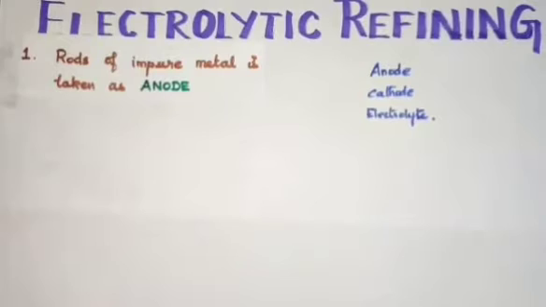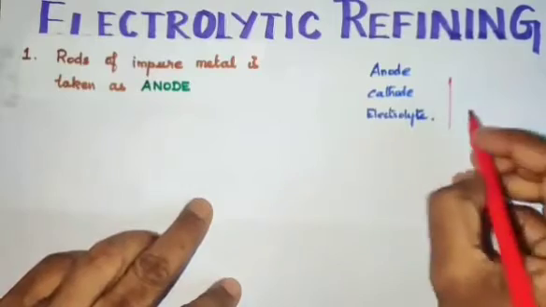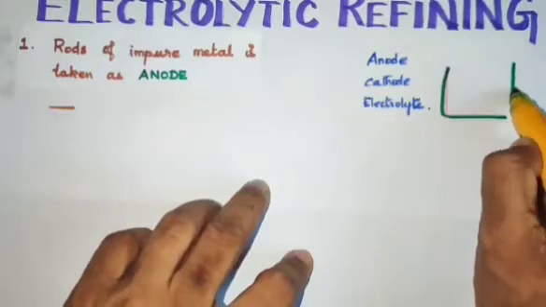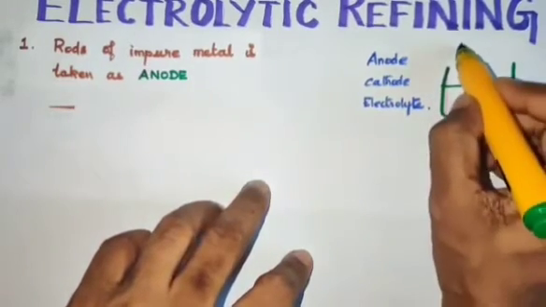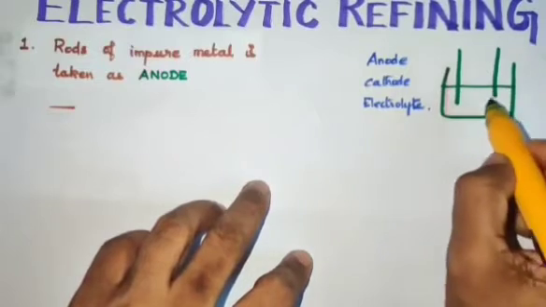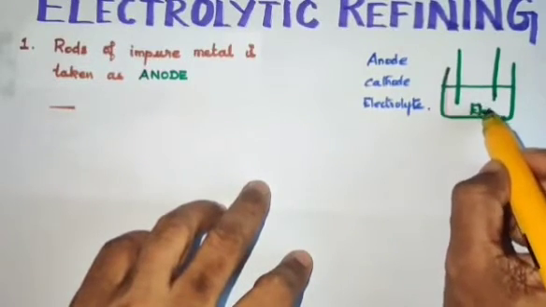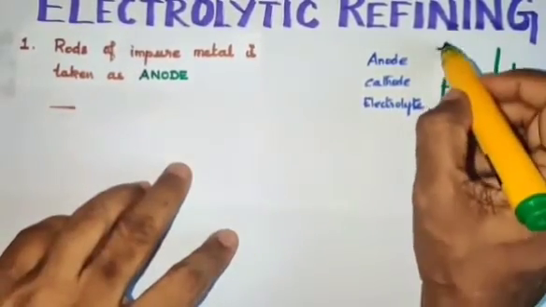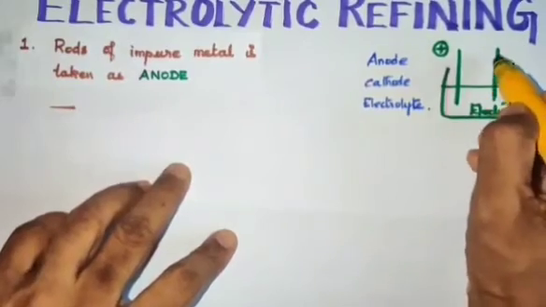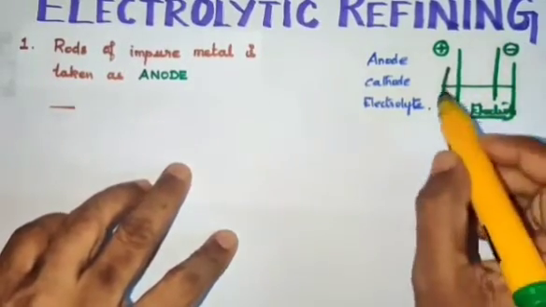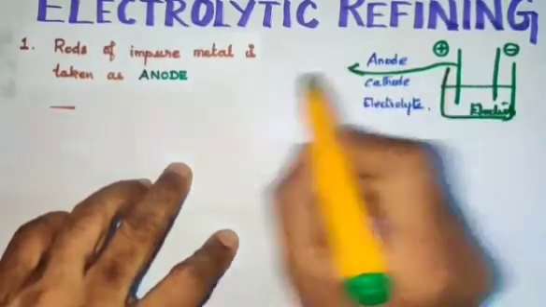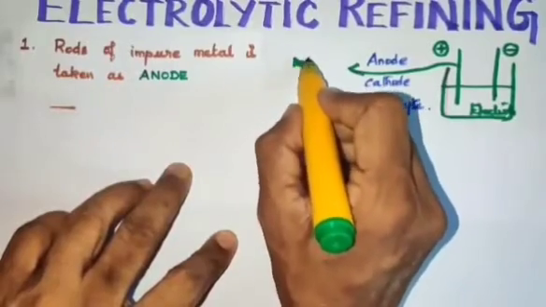Rods of impure metal are taken as the anode. For example, in a container, we are going to fill the electrolyte and keep the anode and cathode rods. This is the anode, positive, and this is the cathode, a negative rod. This anode is impure metal.